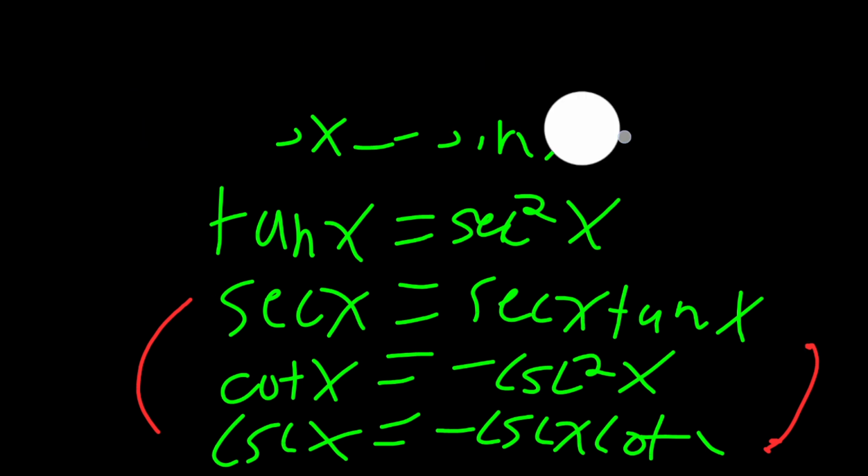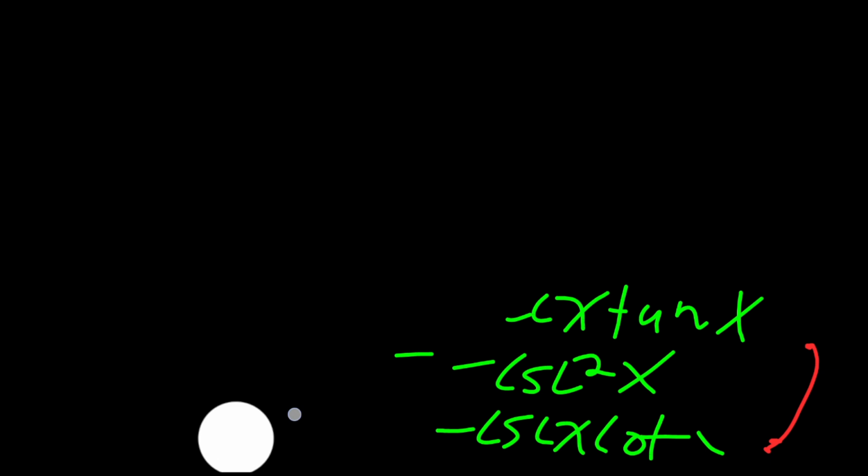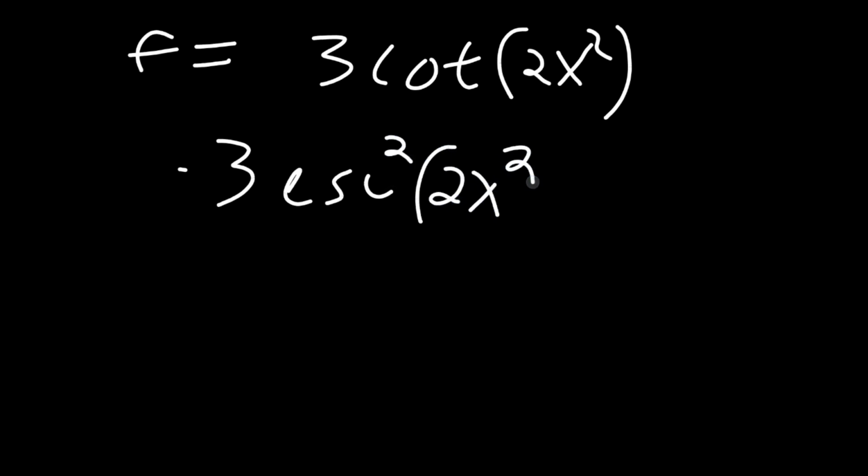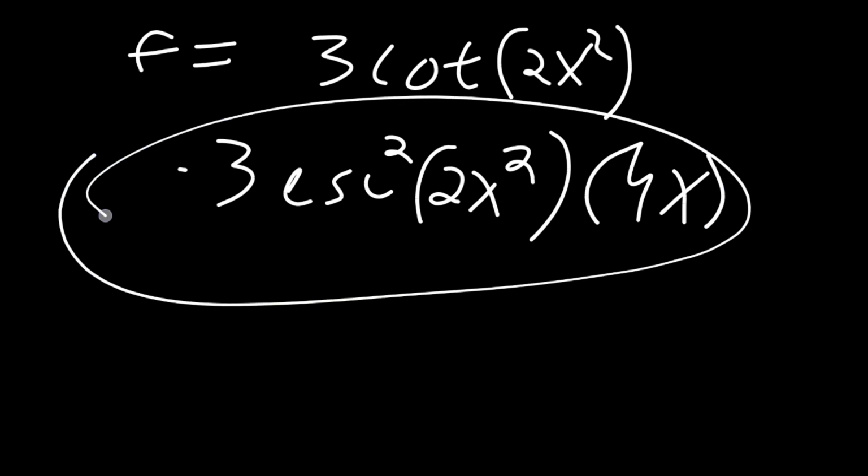But let's do some chain rule and some basic example problems. So if I give you the function f equals 3 cotangent 2x squared, and you derive that, go ahead and pause the video, try it yourself. It's going to be negative 3 CSC squared of 2x squared times the chain rule, which is 4x. Boom, you're done. That's your answer.